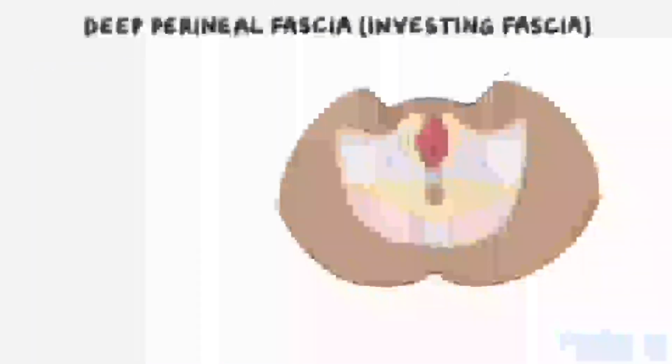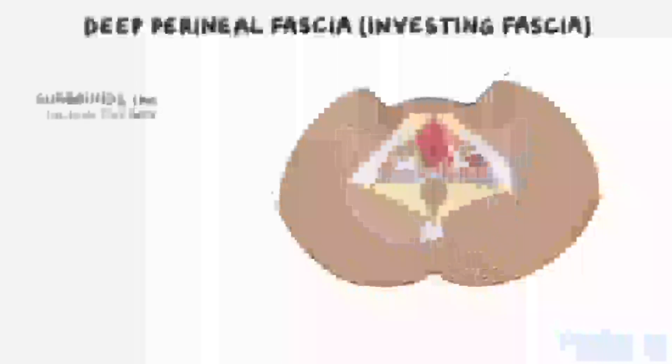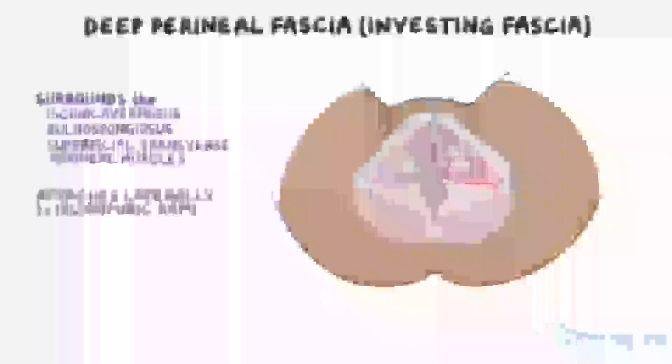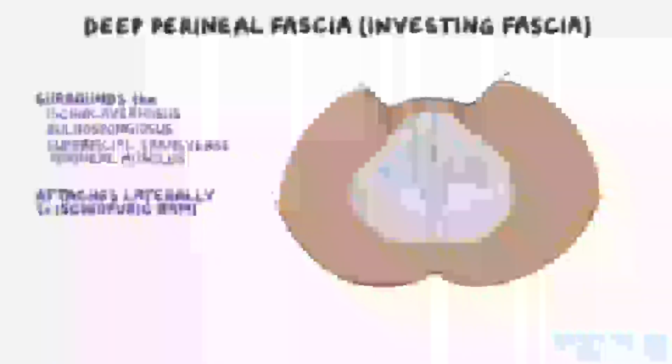Alright, now let's discuss the deep perineal fascia, also called the investing fascia, which lies deep to the membranous layer of the superficial perineal fascia. This layer surrounds the ischiocavernosus, bulbospongiosus, and the superficial transverse perineal muscles. In both males and females, this layer attaches laterally to the ischiopubic rami. This fascia is also continuous with many supportive structures in both females and males.